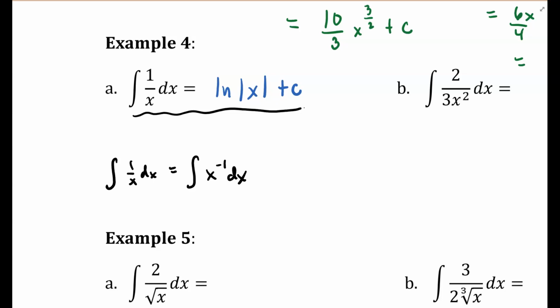And why this is, again, not power rule, right? I can't have x to the power of 0 and then divide by that new power of 0. So that doesn't work. This is the natural log of the absolute value of x. This is one of our key integration strategies.